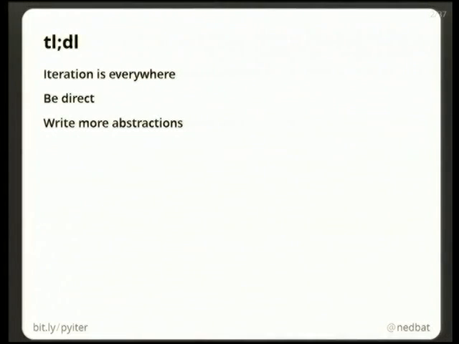Let's get into the meat of the talk. If this talk is too long and you didn't listen, here's the summary. Iteration is in all of your programs. Python has very powerful tools for iteration. You can be very direct about your iteration. I'm going to show you examples of being weird about your iteration, and you should stop doing that. And you should write more abstractions.